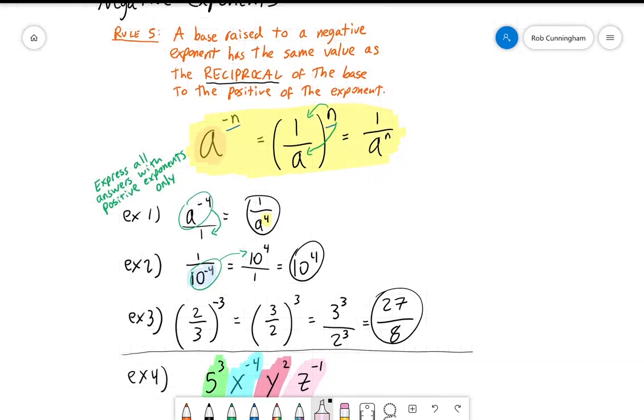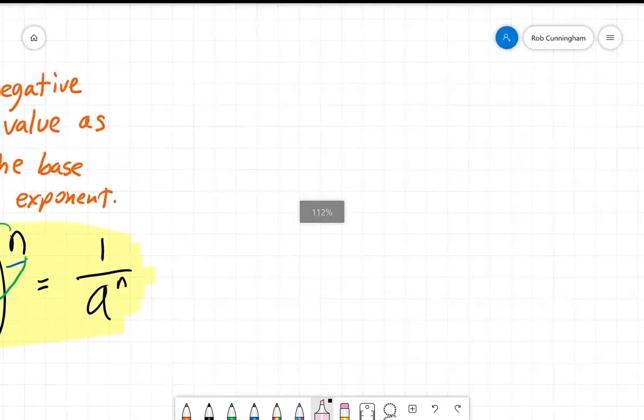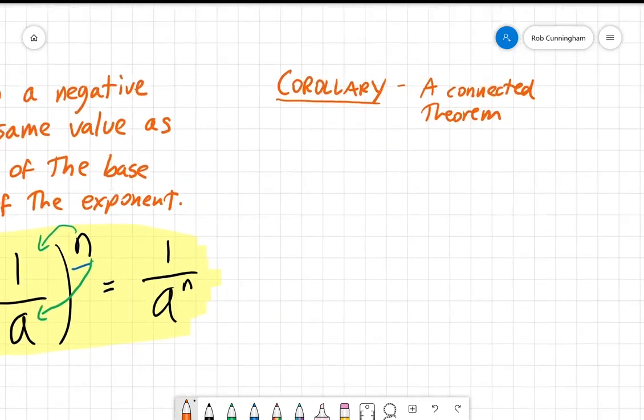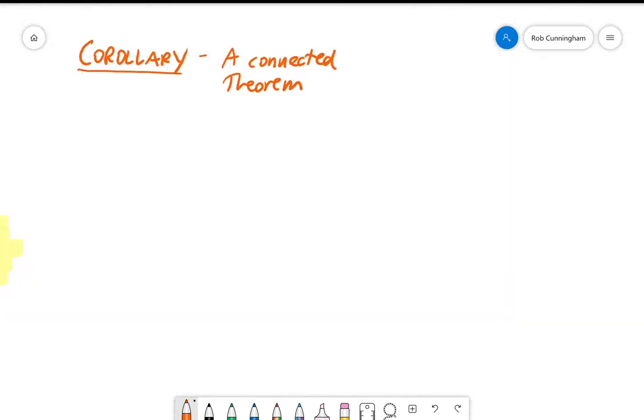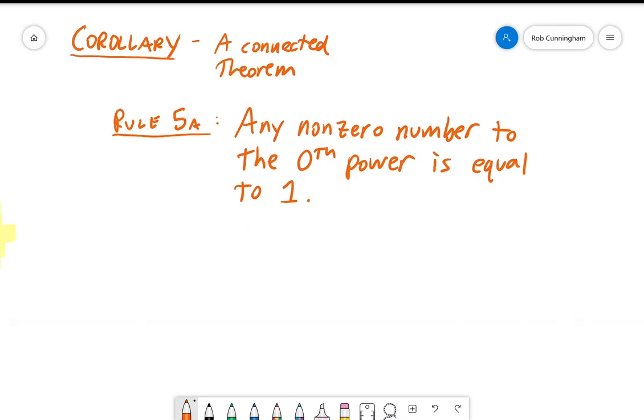Now, we have one more rule, and I'm not even sure I really call it a rule as much as a corollary. In math, a corollary is a connected theorem. And I feel like what I'm about to say is a corollary to what we've just learned. So this corollary, I'm going to go ahead and call it Rule 5a. Any non-zero number to the 0th power is equal to 1.